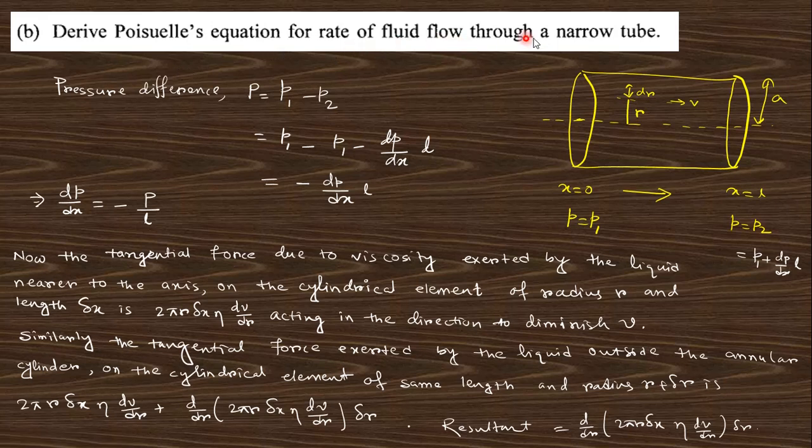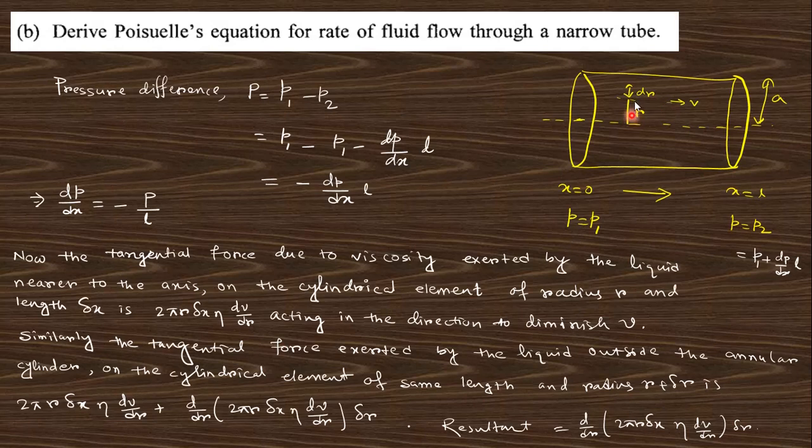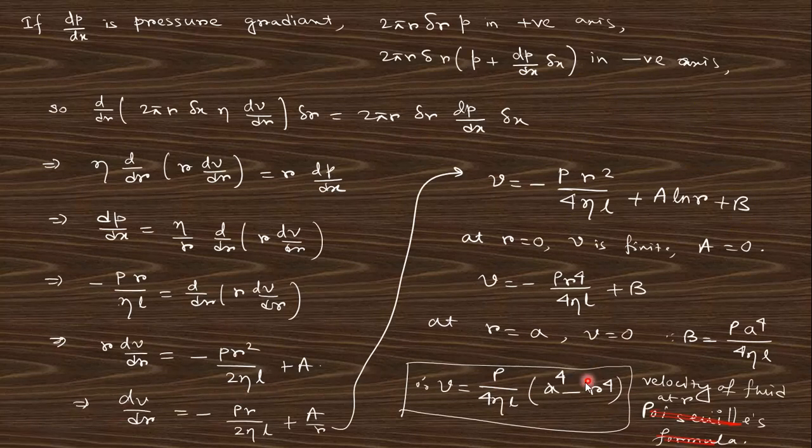Derive Poiseuille's equation for the rate of flow of fluid through a narrow tube. For that you can check here, this pressure difference will be minus dp into x, and if you take the tangential force in terms of viscosity, you will get this expression, because you can see here this is 2 pi r delta x eta dv dx. This is the area, the coefficient of viscosity, and this is the velocity gradient. Okay, so just rearrange and you will get this expression. Just check this one, and after rearranging dp dx in terms of pressure and equating this in terms of viscosity and the pressure difference, you will get the velocity of the fluid at distance r. That means at distance r from the center, the velocity of the fluid will be given by this equation.